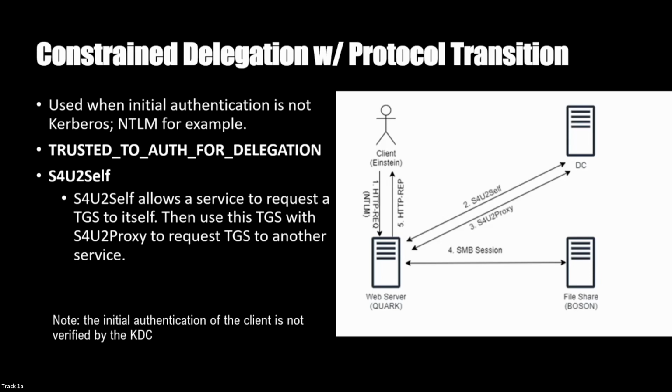Now, what is really interesting about protocol transition is those first two steps, that out-of-band authentication is never validated anywhere. So the domain controller, when it gives you that S4U2Self, it will always give you that S4U2Self ticket because it trusts that authentication happens somewhere. You're on your own there. So if you are able to compromise a machine that does have constrained delegation with protocol transition, you're able to get an S4U2Self ticket. And we're going to see why this is important here in a minute. But you're able to get that without that authentication ever happening.